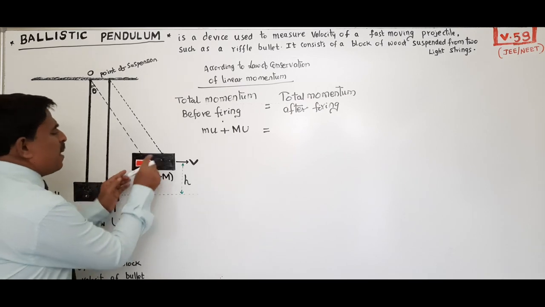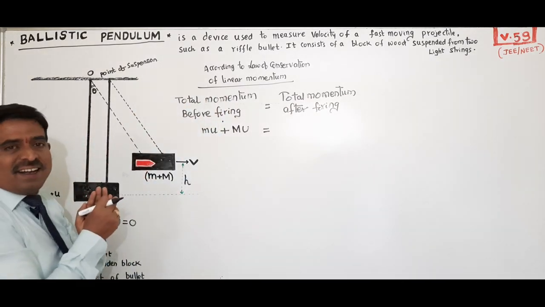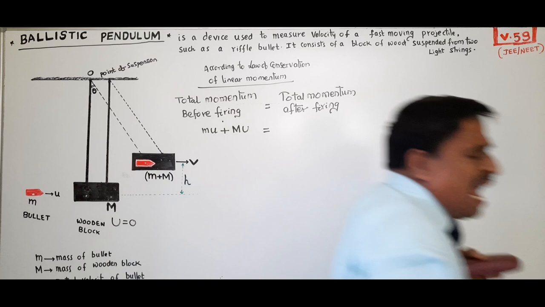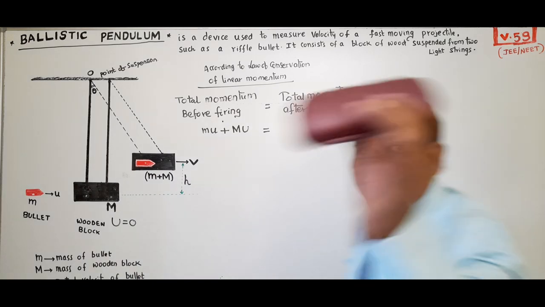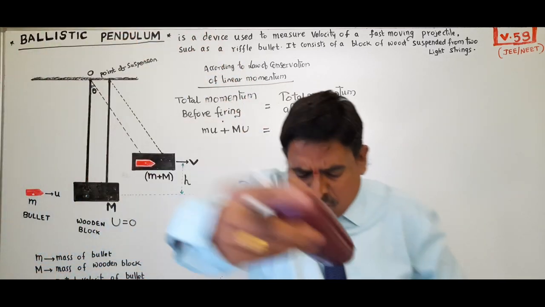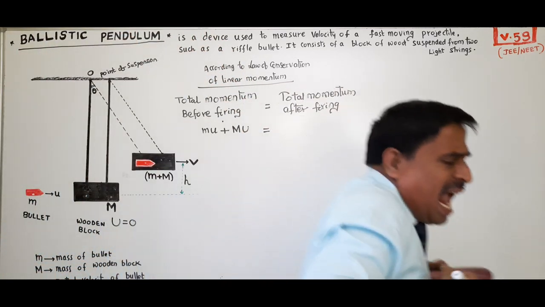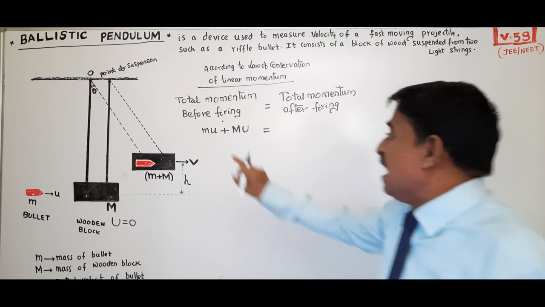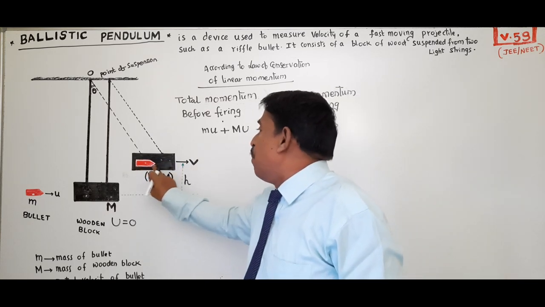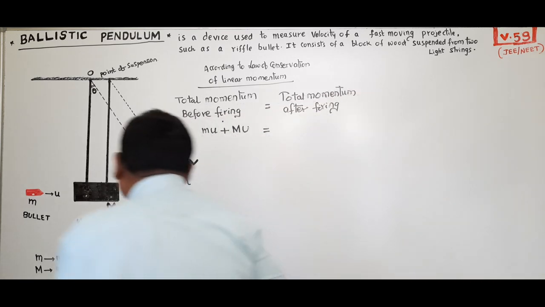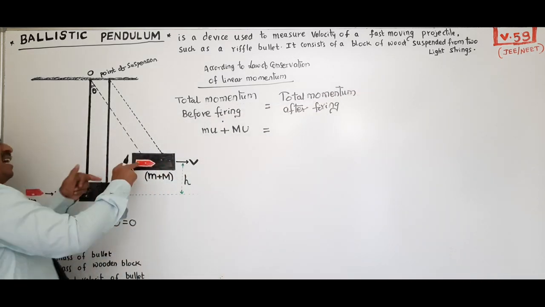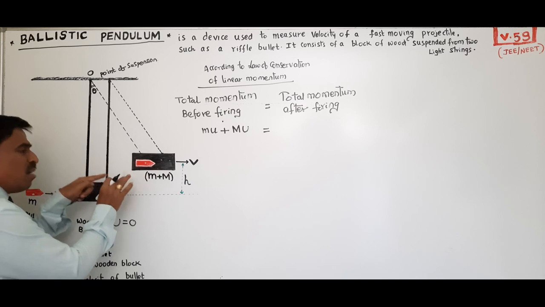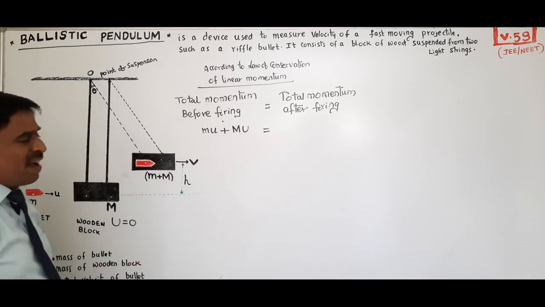After firing, both are traveling combinedly. If a bullet penetrates into my body when I am running, along with me the bullet also moves. Me and the bullet both have the same velocity. Here also, the bullet and block both have the same velocity. After the bullet gets embedded into the wooden block, it stays inside, and both move with the same velocity, which we call the common velocity.